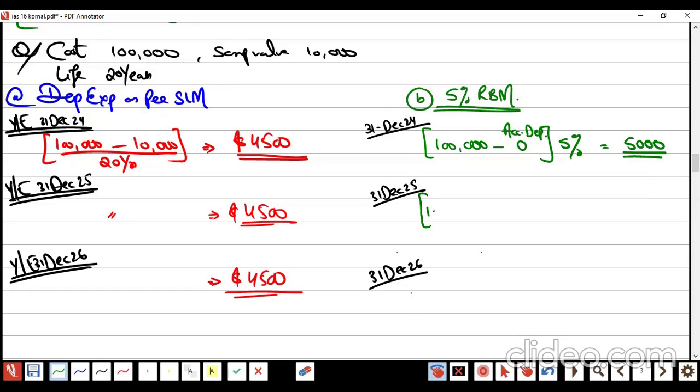Look very carefully. Second year. How much accumulated depreciation do we have? This is not the first year, that's the second year. How much depreciation was charged previously? 5,000. Here it is. Ding, ding, ding. So what is the answer?